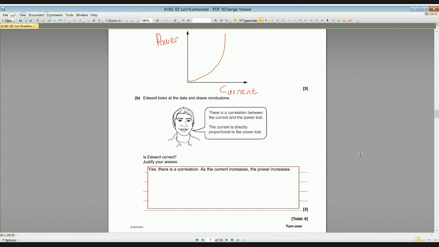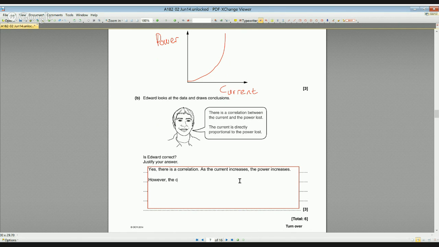That's not all that Edward said. He also said the current is directly proportional to the power lost. That isn't true. If it was directly proportional, we'd expect doubling the current to mean you were doubling the power. We'd expect to see a straight line graph. Think back to the investigations you've done. The doubling of one thing leading to a doubling of the other is directly proportional. This graph doesn't show that. It's not a straight line graph.